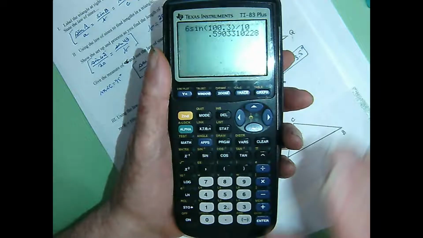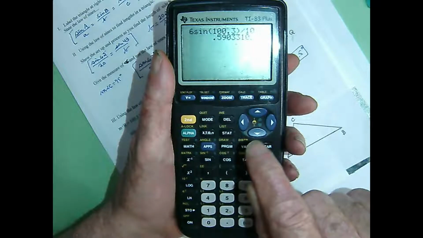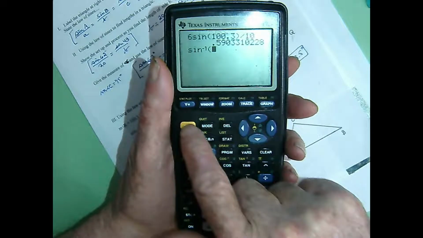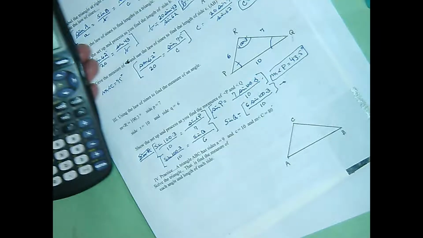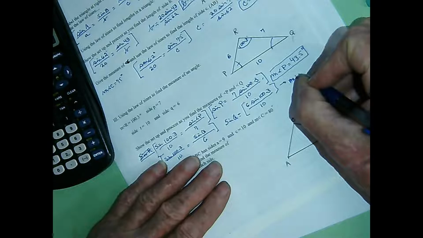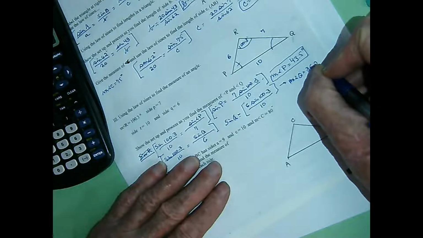Now that's not the angle. That's the sine of the angle. I have to arc sine that amount. The second sine that amount. And that tells me that angle should have been about 36.2 degrees. I hope you can see. A measure of angle Q should have been 36.2 degrees.